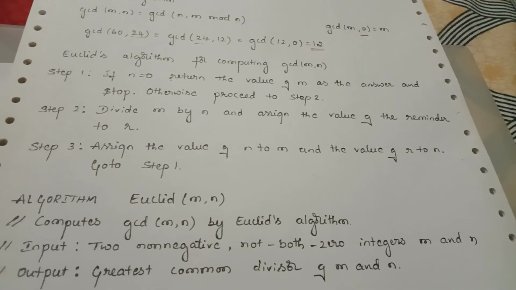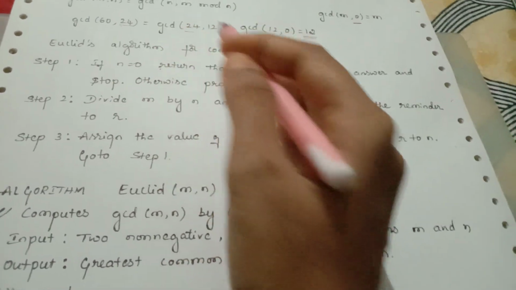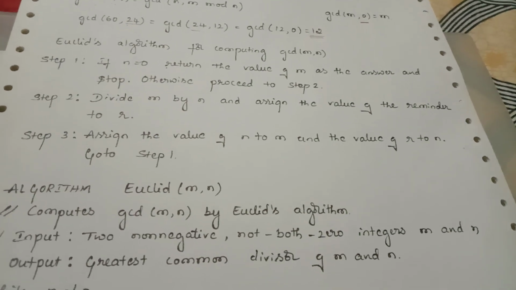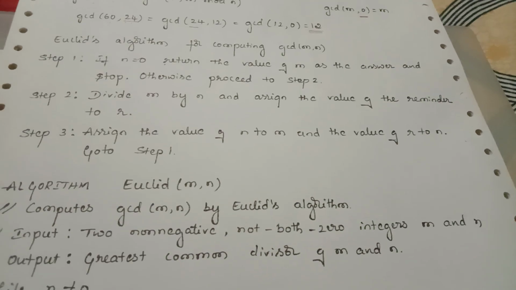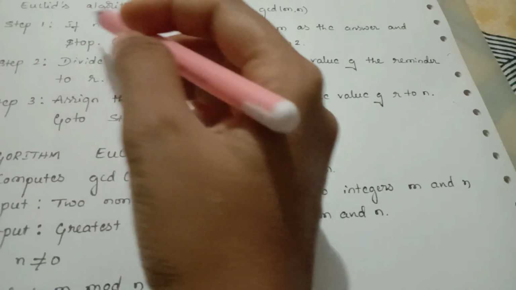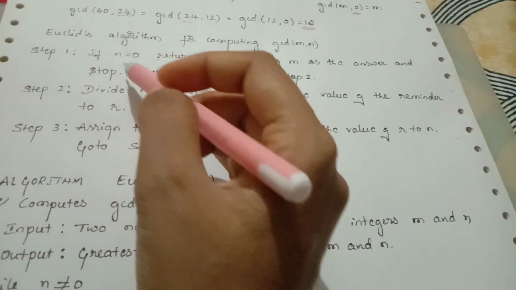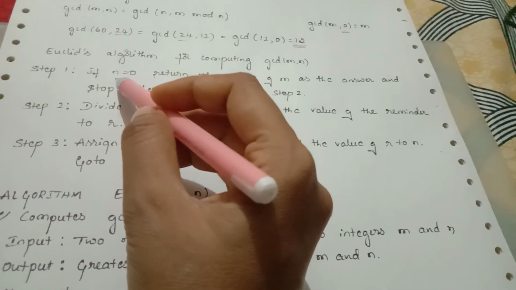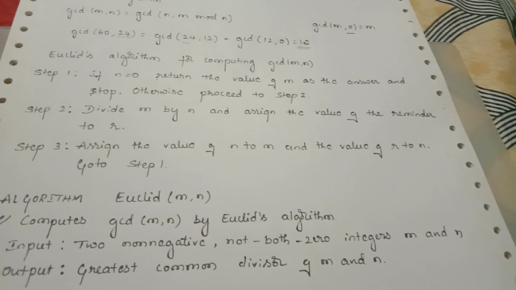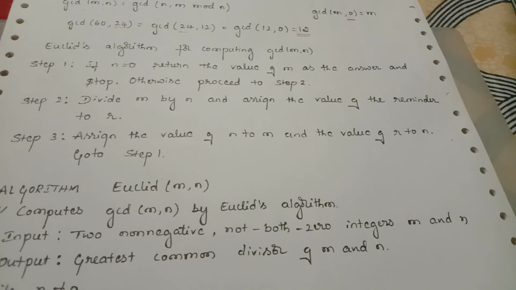And then in step 3, we assign the value of n to m, and the value of r to n. So the remainder value r should be assigned to n, and we go back to step 1. We keep on repeating this, and at some point we will go to step 1 and find n equal to 0. There we return the value of m as the answer, and we stop the algorithm, and we get the GCD of the two numbers.